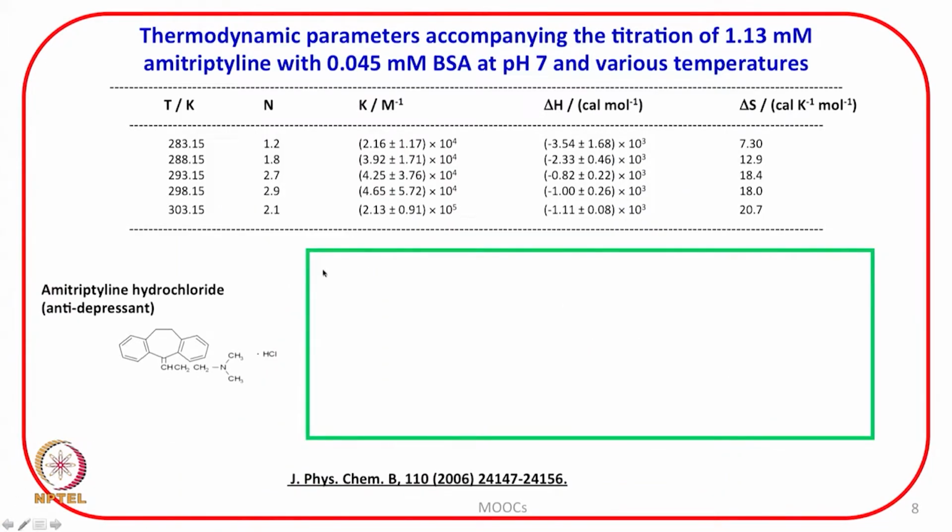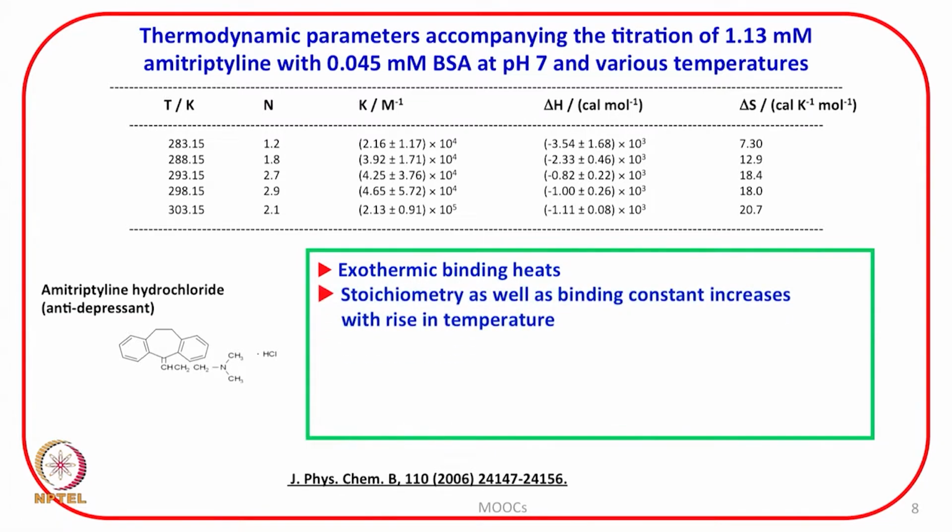For amitriptyline, the binding constant is of the order of 10 raised to the power 4. Enthalpy of binding is much less exothermic. So, therefore, what conclusions we can draw? Conclusion number 1, yes, the binding is exothermic, although the extent of exothermicity is small.